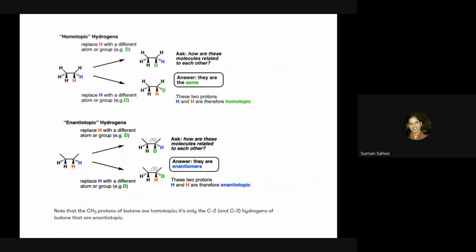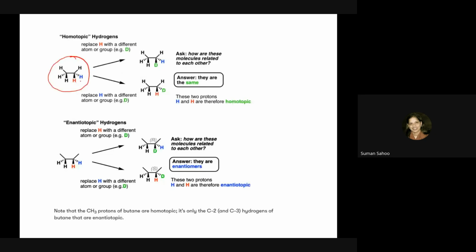Yes, for example, in this ethane, you just see this is your ethane molecule. If I change these two hydrogens, the red hydrogen or the blue hydrogen, with deuterium, another group, in this case I have given deuterium, both are going to give you the same molecule.